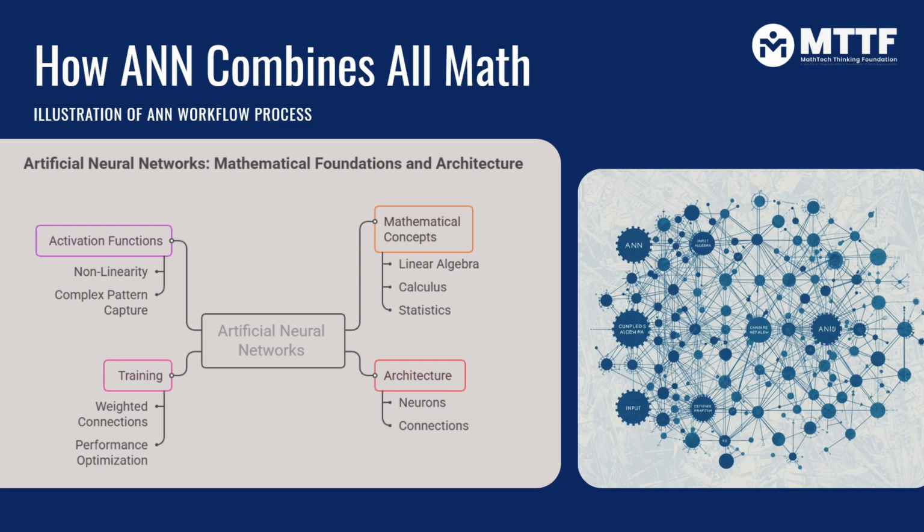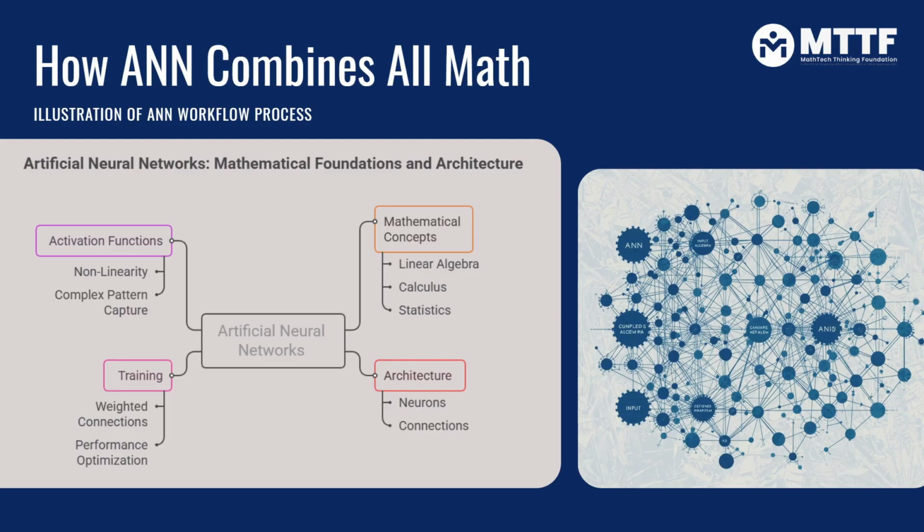Linear algebra gives structure to this flow by representing inputs, weights, and outputs as vectors and matrices. Calculus enables learning by guiding how weights are adjusted to reduce the error. Statistics and probability help the model handle uncertainty, evaluate performance, and make reliable predictions. Activation functions introduce non-linearity, allowing the network to capture complex patterns that linear models cannot. Without activation functions, a neural network would not be able to model real-world complexity.